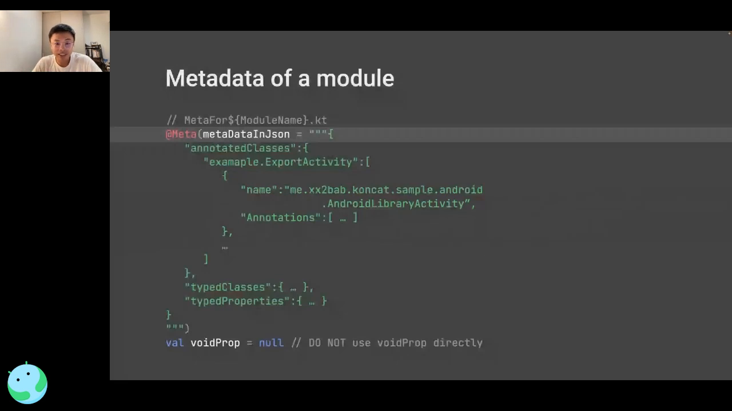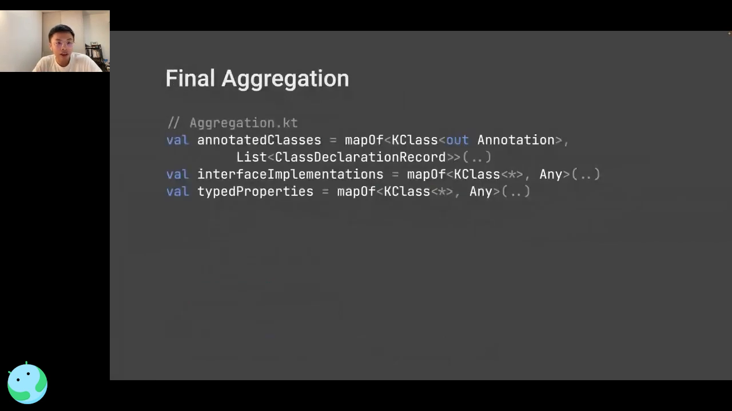Our aggregation processor can collect all metadata at compile time. For the final aggregation, there are just some properties, transformed from the metadata JSON string. And yeah, it's about aggregating data from dependencies.